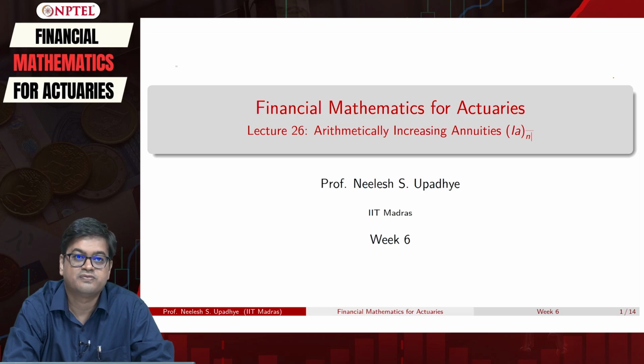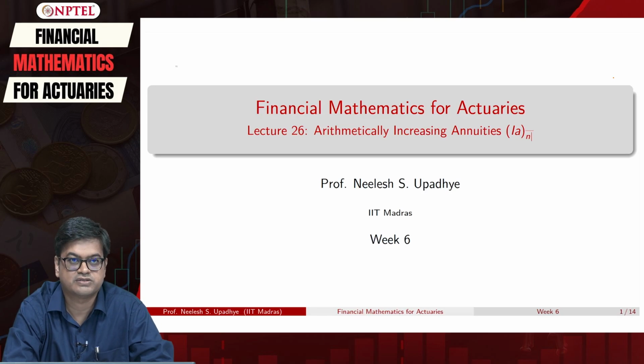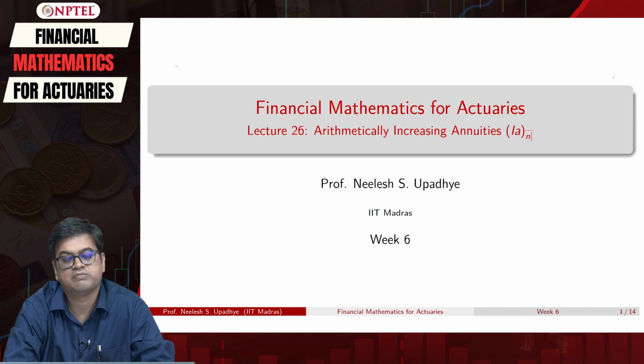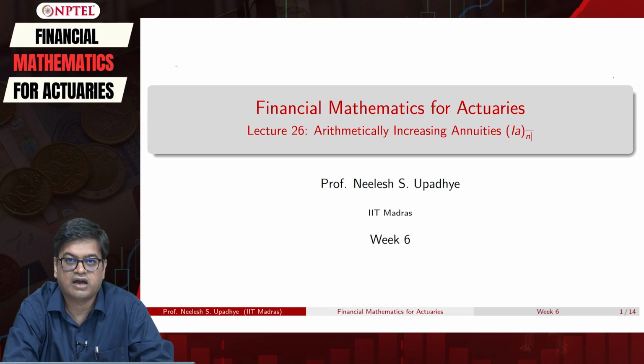Welcome to the first lecture of week 6 on financial mathematics for actuaries. Lecture number 26 will be focused on arithmetically increasing annuities, denoted by (IA) angle n.